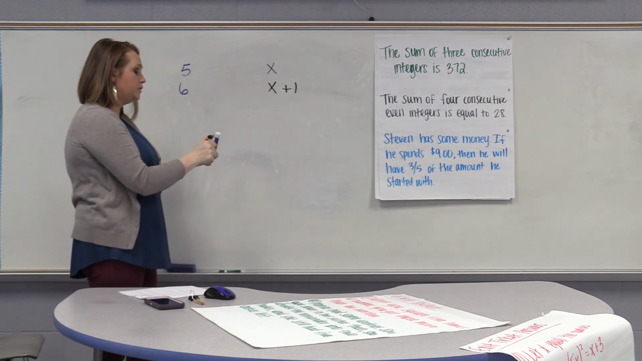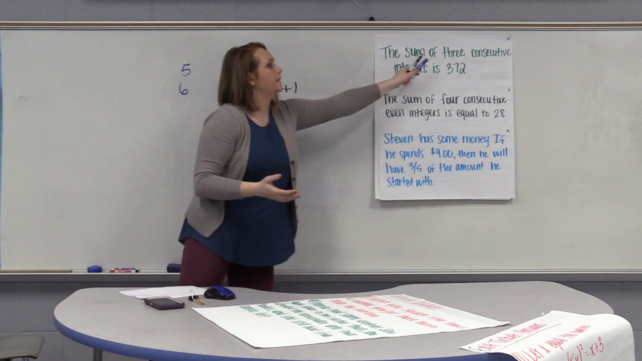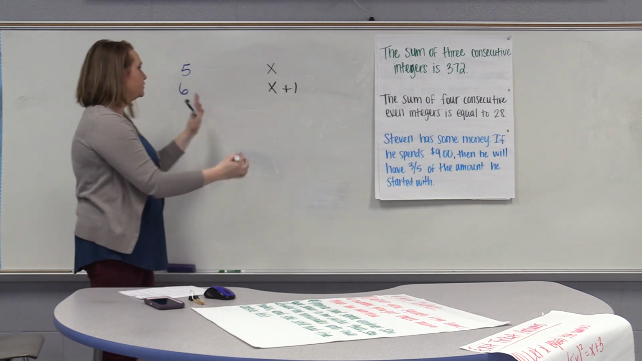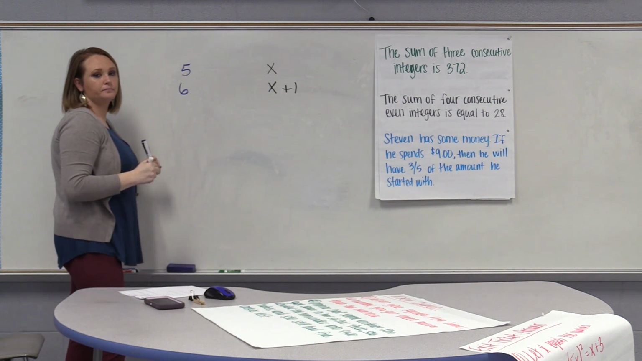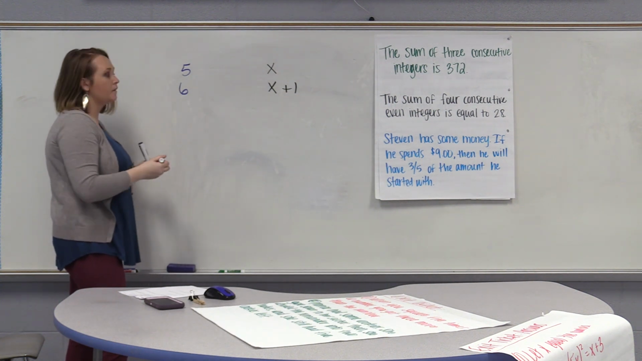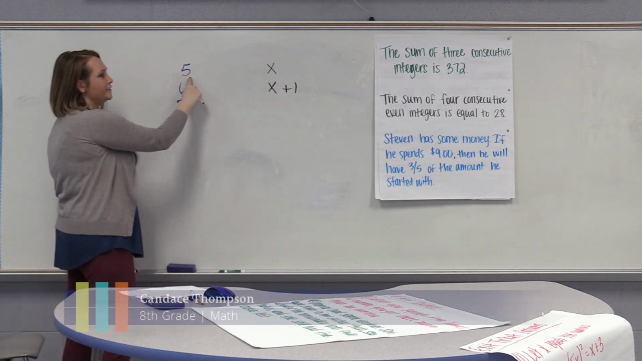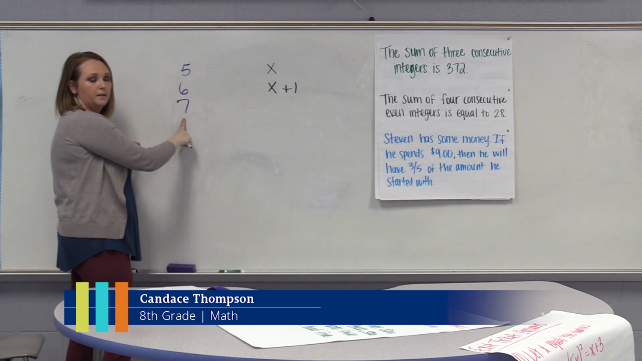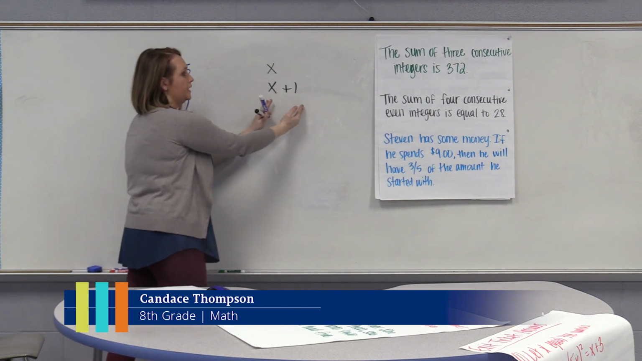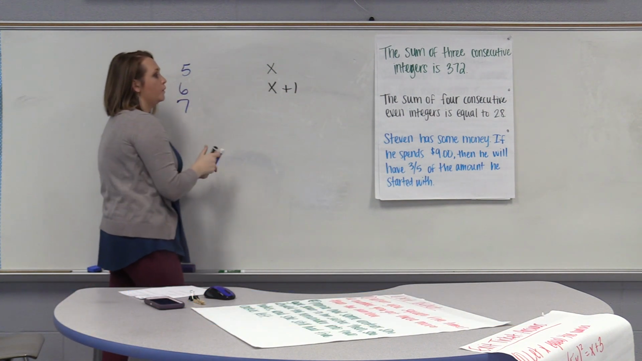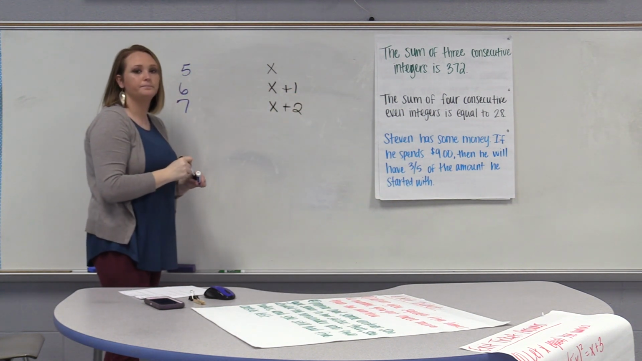Okay, now this is only 2 consecutive numbers. How many does the problem say I need? It says I need 3 consecutive numbers. So let's still use this example here. What would my next consecutive number be? 7. Now, starting with that original number 5, what did I do to get to 7? I added 2. So applying that same logic here, if I start with x, I'm going to add 2 to x to get my third consecutive number.